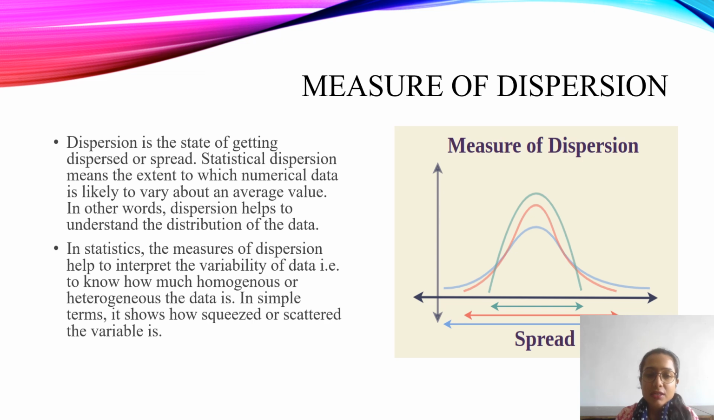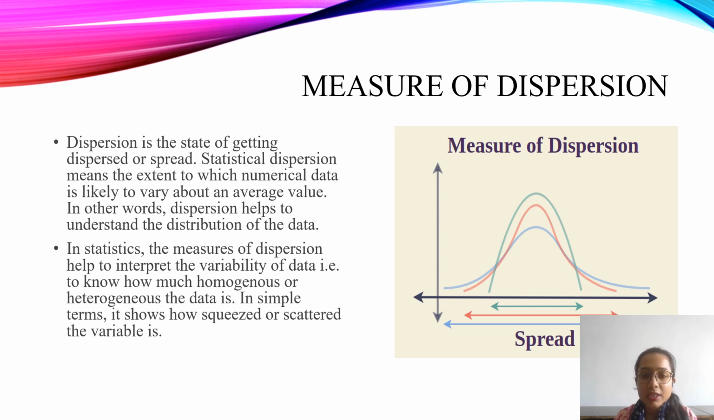So dispersion is a state of getting dispersed or spread. Basically, how much your data is spreading on the graph. Statistical dispersion means the extent to which numerical data is likely to vary about an average value. In other words, dispersion helps to understand the distribution of the data. In statistics, the measure of dispersion helps to interpret the variability of the data, that is, to know how homogeneous or heterogeneous the data is. In simple terms, it shows how squeezed or scattered the variable is.